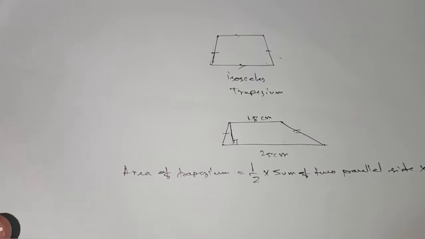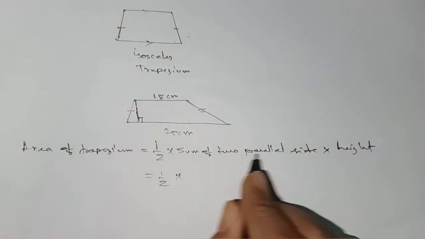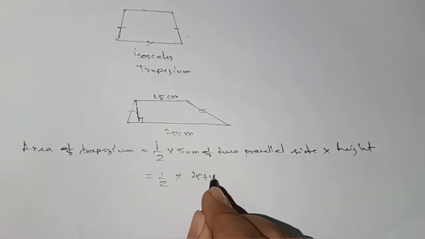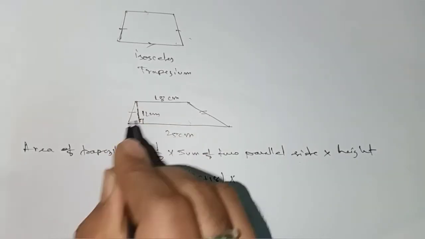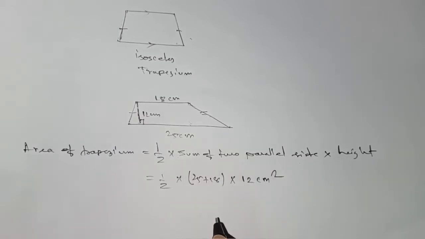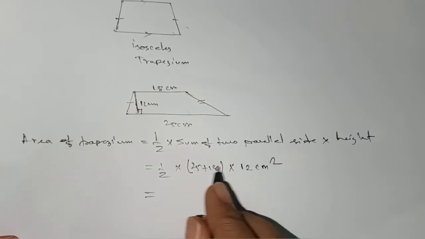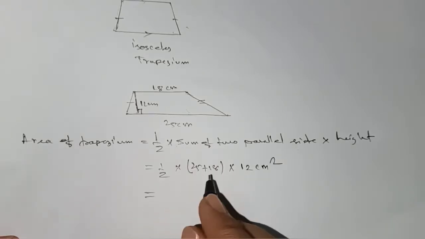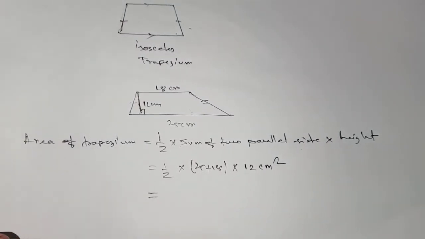That means if you see here, the sum of two parallel sides means 25 plus 18 you need to add, and the height, let's say 12 centimeter. As it is area, we need to take square unit. Now we'll get the result. After adding, you cancel 6 and multiply, and you will get your required answer. This is a level 1 type question, quite easy.